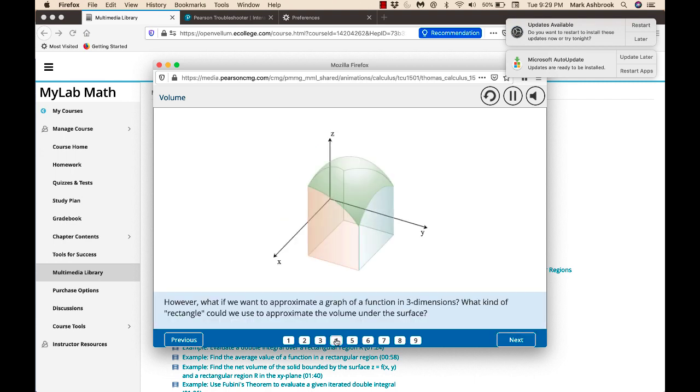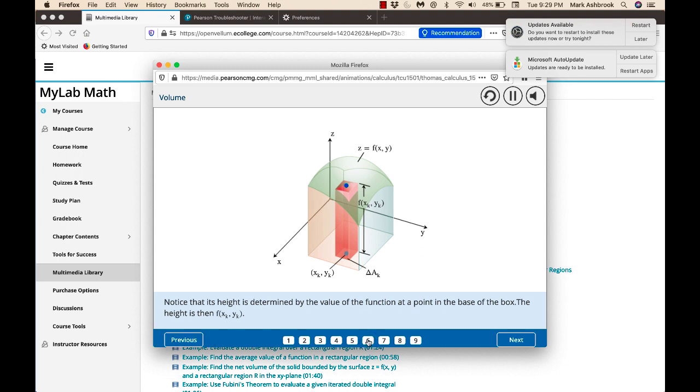However, what if we want to approximate a graph of a function in 3 dimensions? What kind of rectangle could we use to approximate the volume under the surface? Here is a typical 3D rectangle. It seems to approximate pretty well the volume under the surface and in the region of the base of the rectangular box. Notice that its height is determined by the value of the function at a point in the base of the box. The height is then f of x sub k comma y sub k.